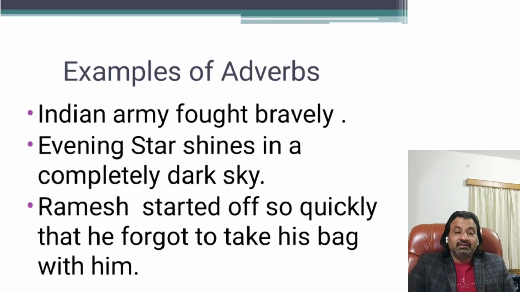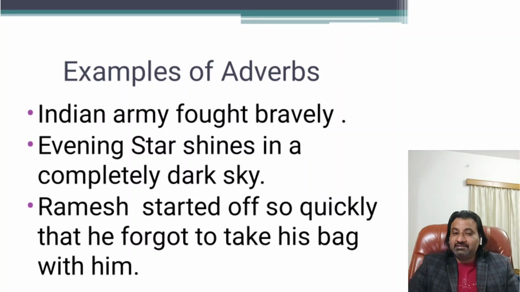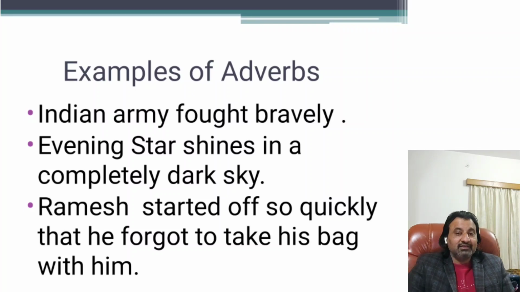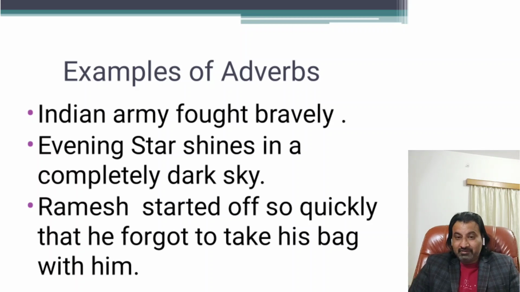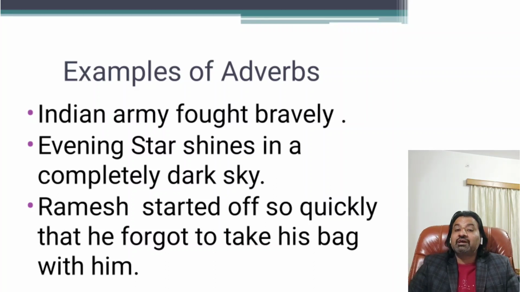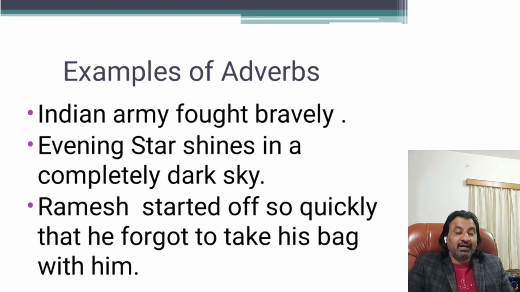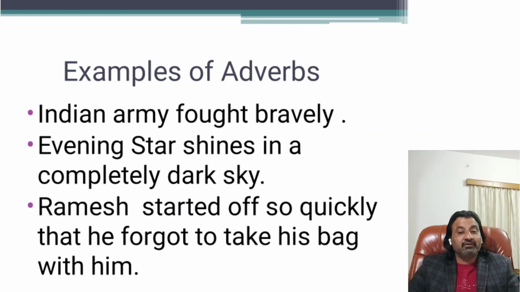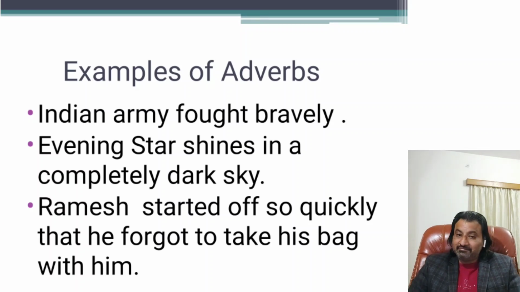And like evening star shine in a completely dark sky. Look at this sentence. Dark sky, the sky which is dark, is the use of an adjective. But when we use the word completely along with the adjective dark, it's going to change or modify the meaning of that adjective as well.